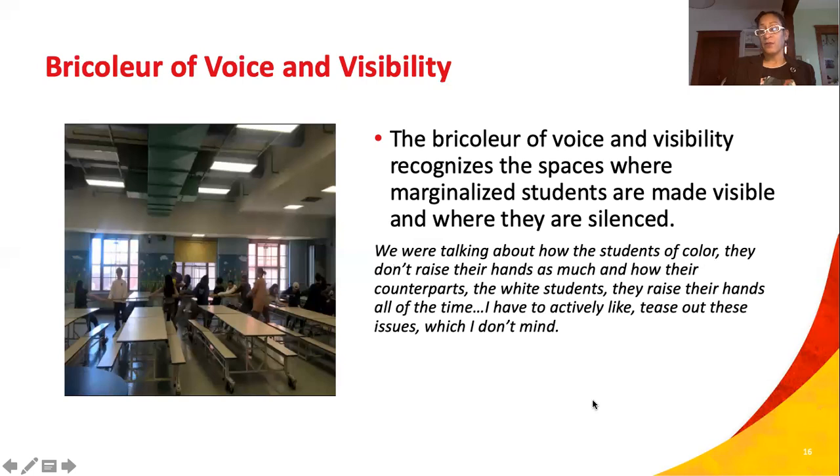example quote. We were talking about how the students of color, they didn't raise their hands as much, and how their counterparts, the white students, they raise their hands all the time. I have to actively tease out these issues, which I don't mind.